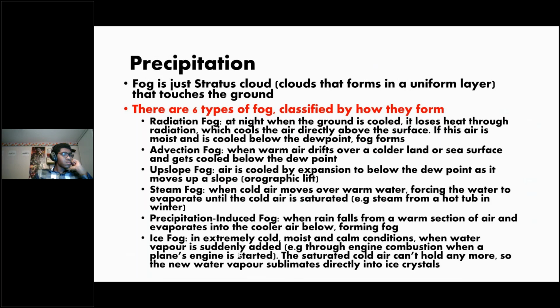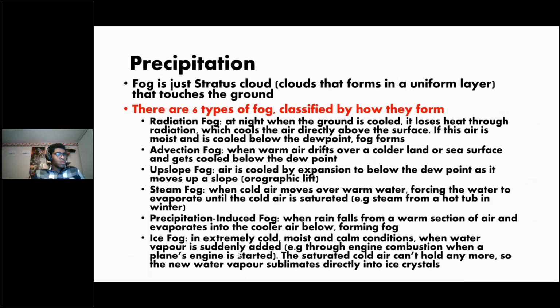And the dew point is the temperature at which the atmosphere or the air can no longer hold water vapor, and it starts condensing into a cloud, in this case fog. And then we have upslope fog, so air that's cooled by expansion as it moves up a hill, right? Because as air rises, it gets colder, right? Hot air rises, and as it does, it gets colder. And that's called orographic lift, as air moves up a hill or a mountain.